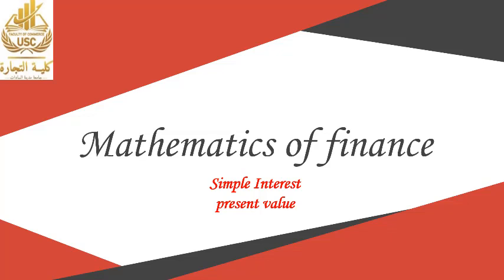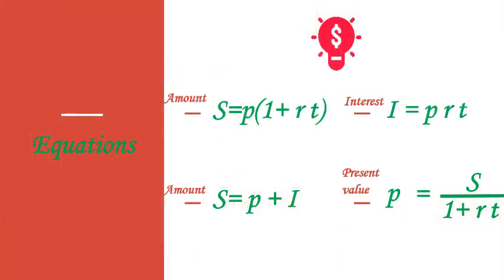Today inshallah we will resume talking about mathematics of finance with simple interest, chapter number 2 under the title of present value. We know that S equal B plus I. To calculate the amount, S equal principal plus interest.